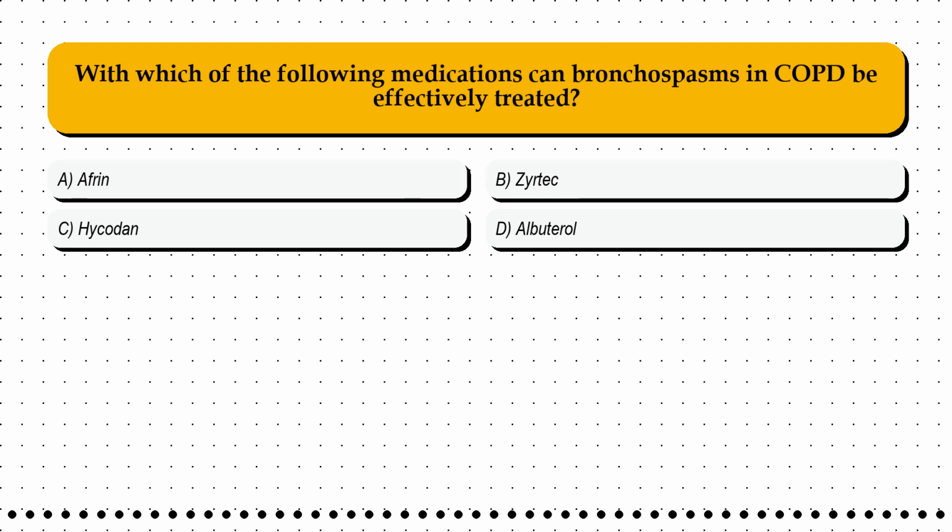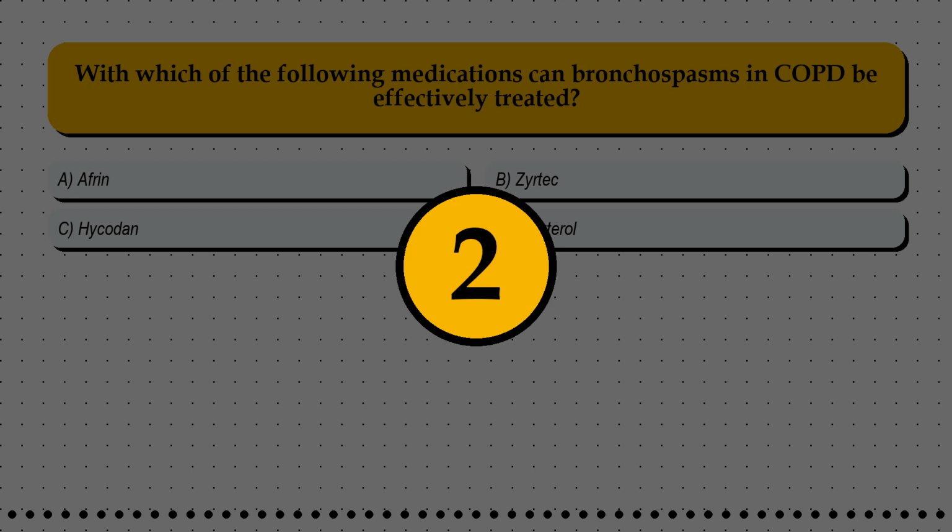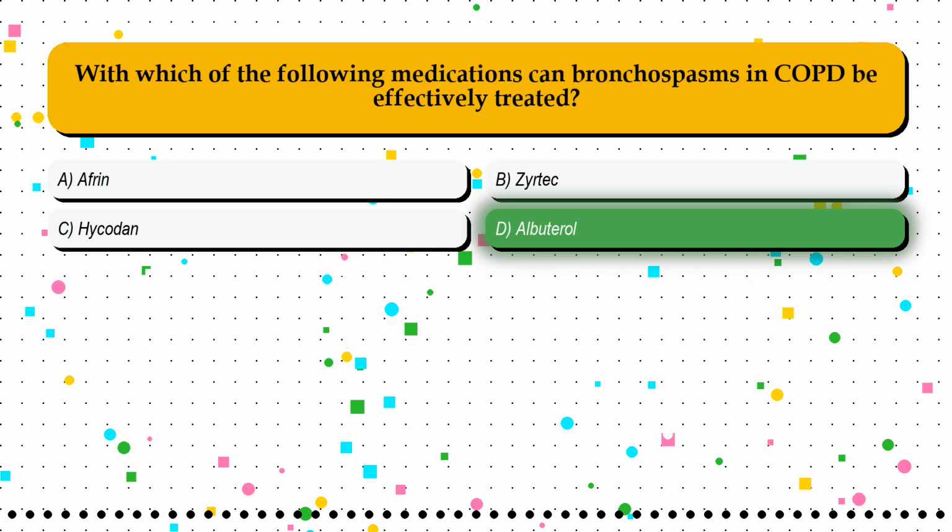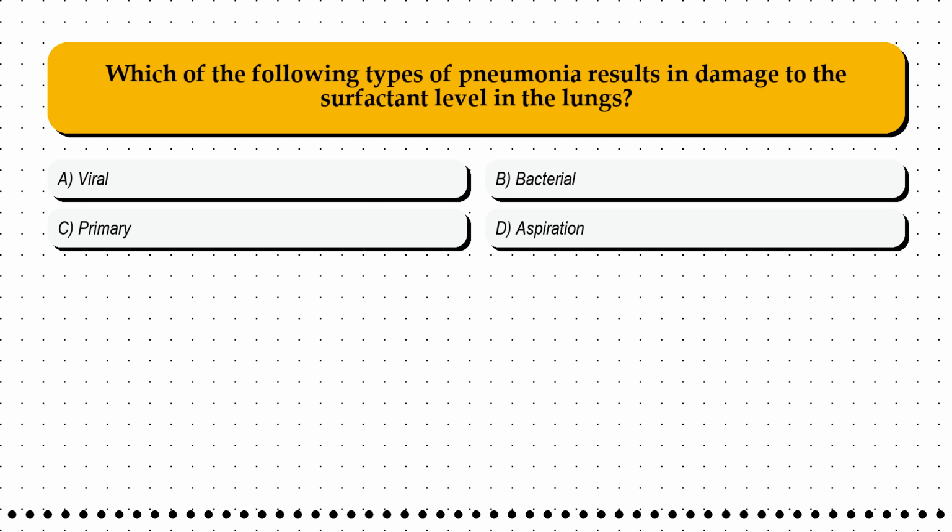Question 115. With which of the following medications can bronchospasms and COPD be effectively treated? Option A. Afrin. Option B. Zyrtec. Option C. Vicodin. Option D. Albuterol. The correct answer is option D. Albuterol. Question 116. Which of the following types of pneumonia results in damage to the surfactant level in the lungs?